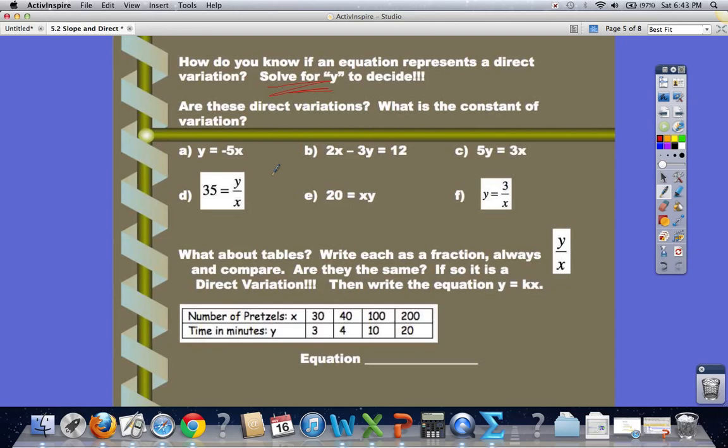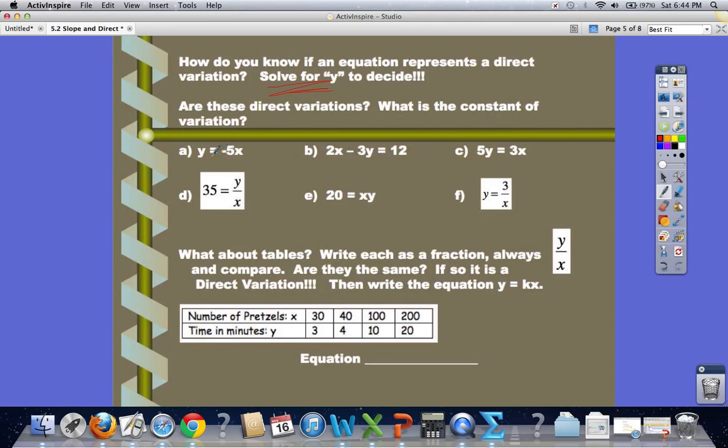The first one says y is equal to negative 5x. Anytime you have anything in y equals, remember, you can graph that in your calculator and look at it if you need to. But I know that this is going through the origin. It's in the form y equals kx. It doesn't have anything else outside of y equals kx. There's nothing extra added to it or subtracted from it. So I know that this is a direct variation.